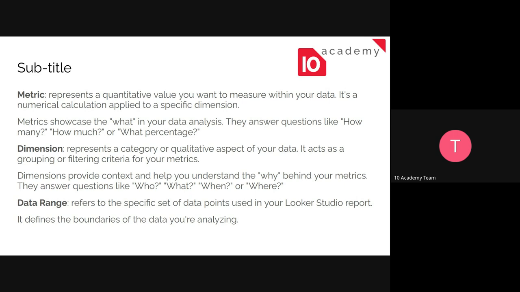So the first is metrics. It represents this qualitative value you want to measure within your data. So it's what you want to measure, the metrics. And the dimension is why you want to do this. Why do you want to measure these metrics, right? We are going to see them in detail when we practice them, but I just wanted to give you some highlight.